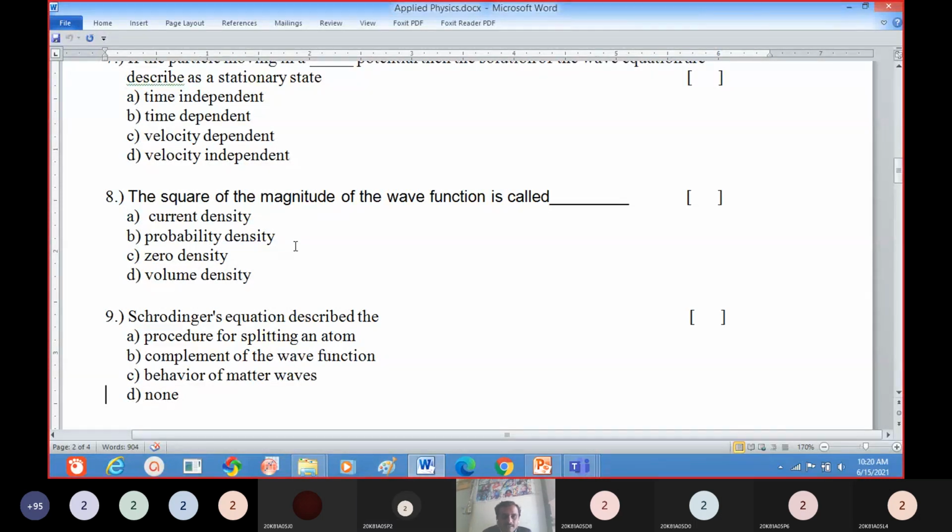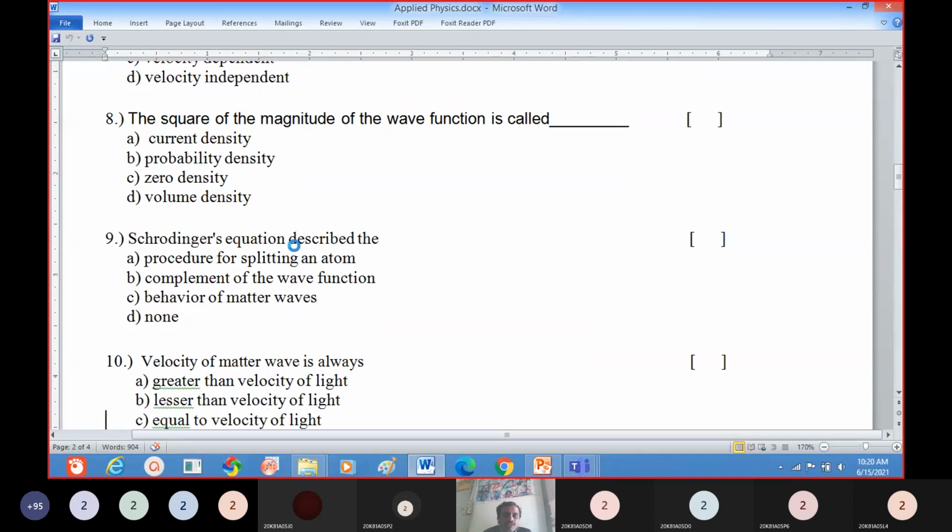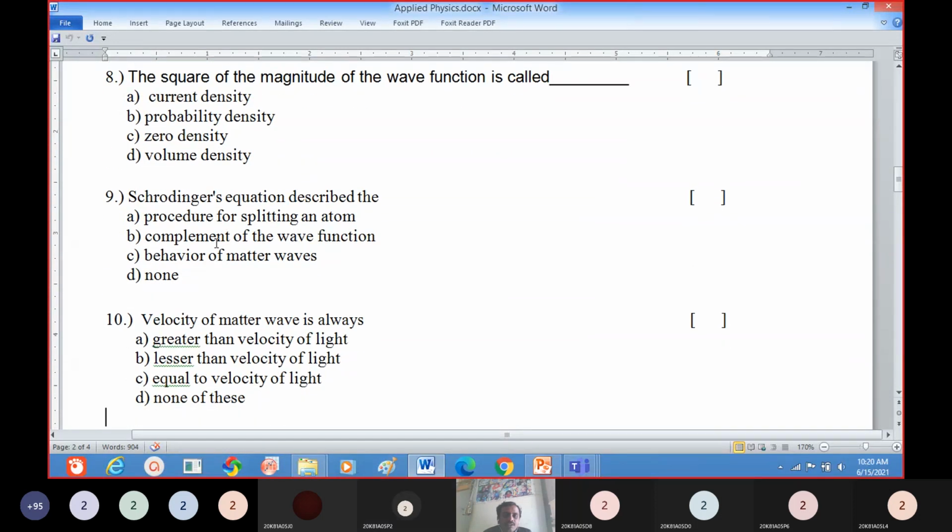Next one: the Schrodinger equation describes the what? Option A, produce for splitting an atom. Option B, complement of the wave function. Option C, behavior of matter waves. Option D, none. So what is the answer? The Schrodinger equation describes the behavior of matter waves. Option C is the answer.